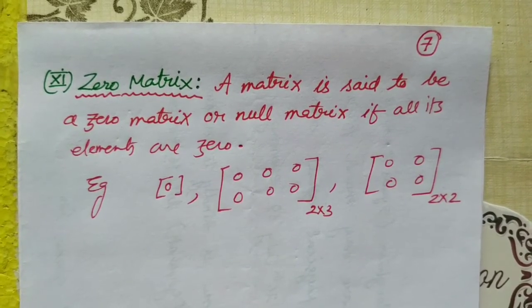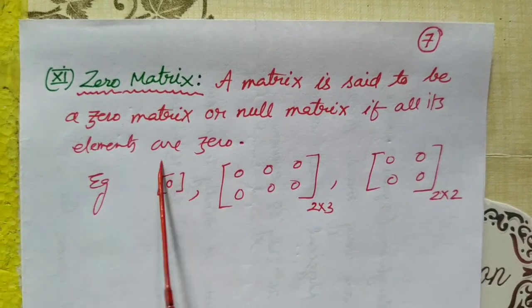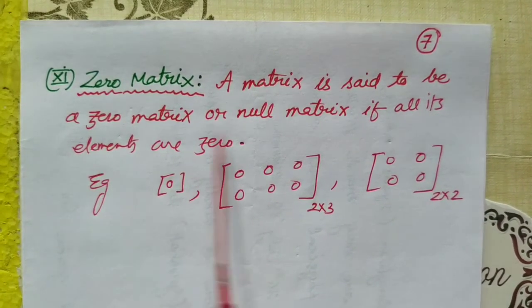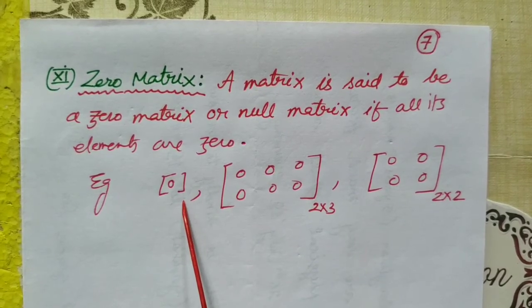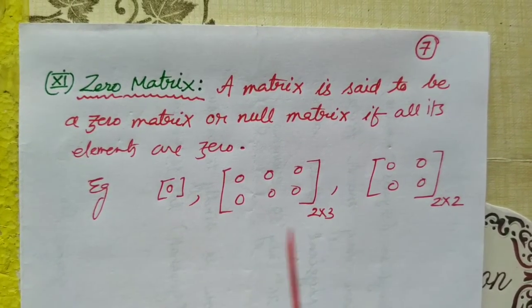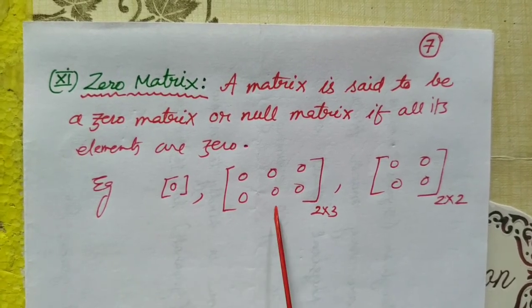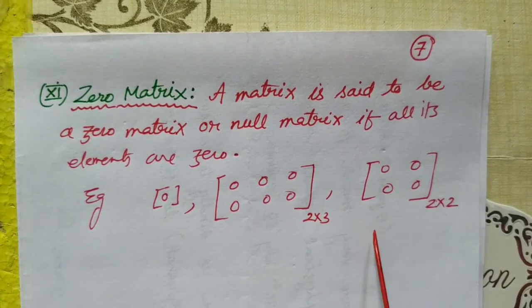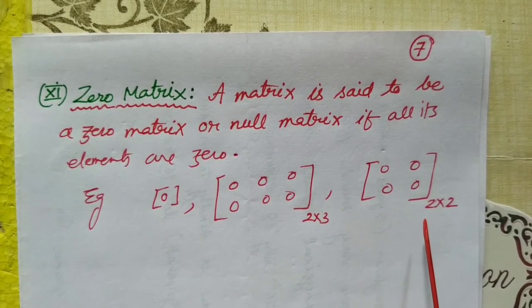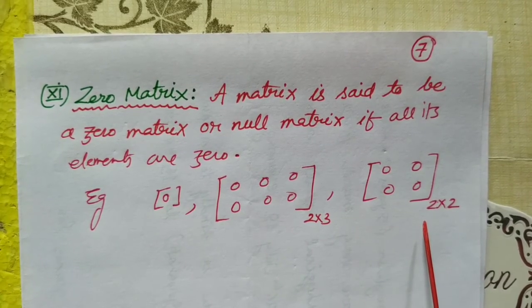The last one is zero matrix. If in a matrix all the entries are 0, it is said to be a zero matrix or a null matrix. A null matrix need not be a square matrix. It could be of any order. Like this is one order, this is order 2 by 3, this is order 2 by 2. It could be a row matrix, it could be a column matrix. So if all the entries are 0, then this is a zero matrix.